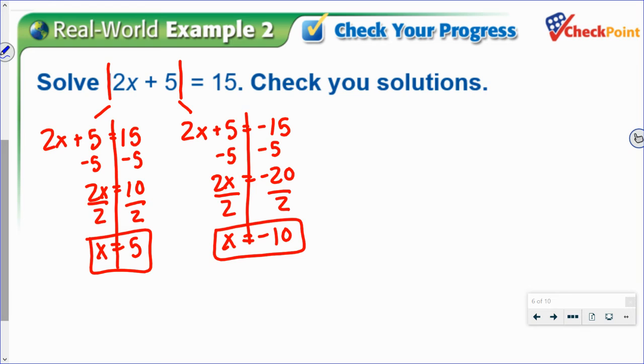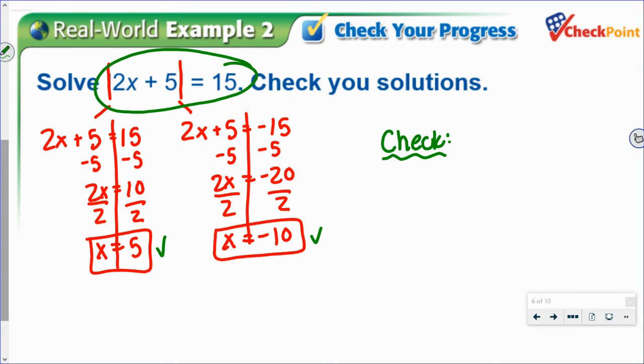Okay. I'm not going to go through the check again because these do both work. So you should have, over to the side here, plugged them back into the original equation, which would be this one, and shown that both of those, when I take the absolute value of it, I get 15 for both equations. Okay, we're going to practice more checks later.